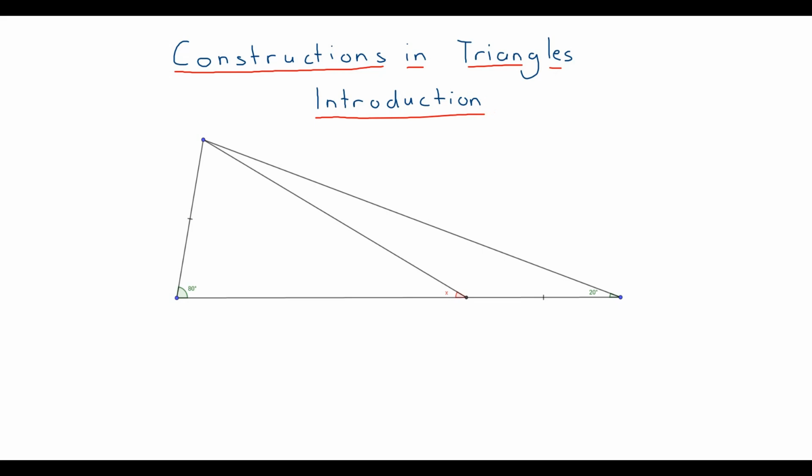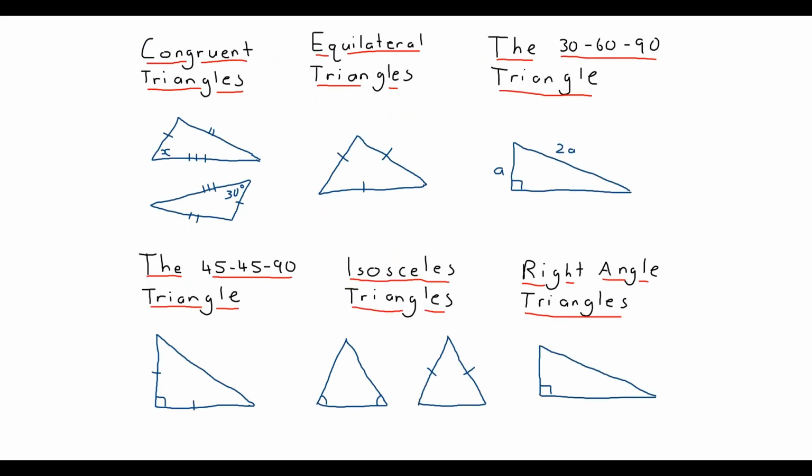So the basics is you want to do some constructions inside this triangle to create more information that you can use. And what sort of things should we construct? Well, let's take a look. Generally, the things I want to construct are one of these 6 things that you can see here. Let's have a quick look at each of them.